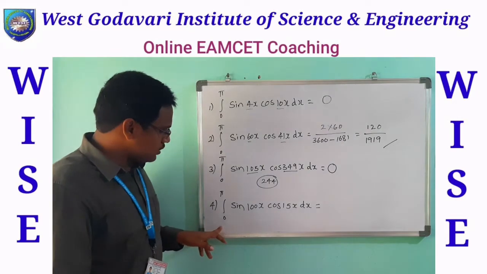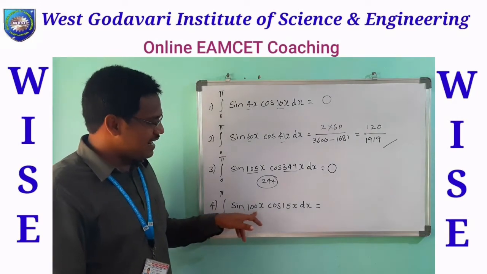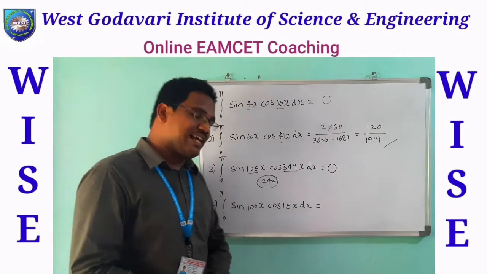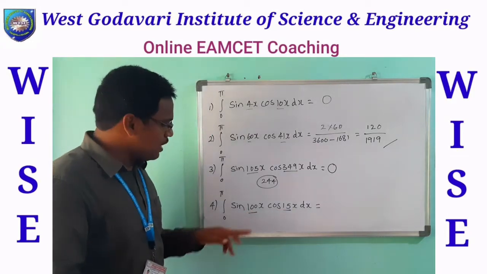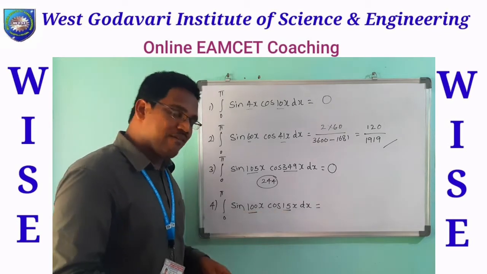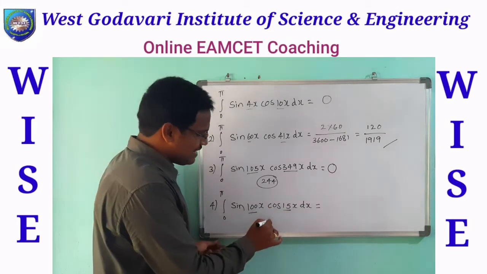The last one, integral 0 to pi sin 100x into cos 15x dx. Here the a value is 100, the b value is 15. Comparing the a value with the b value, 100 minus 15 is 85.